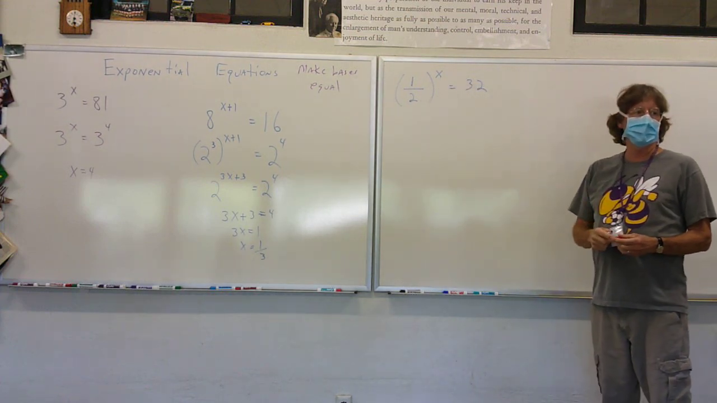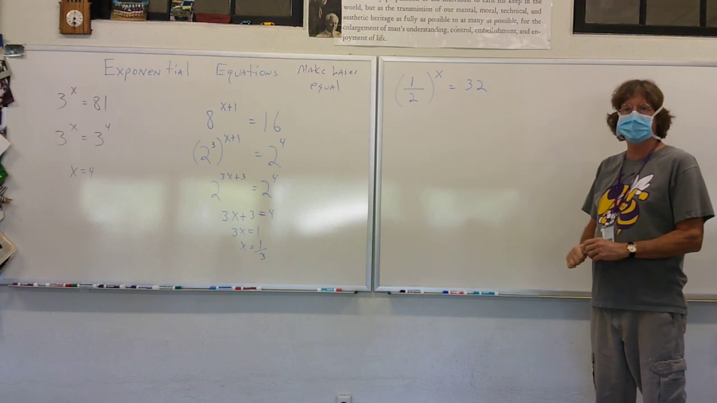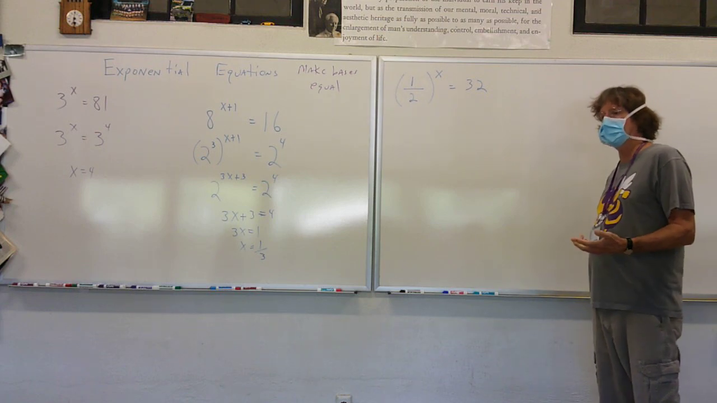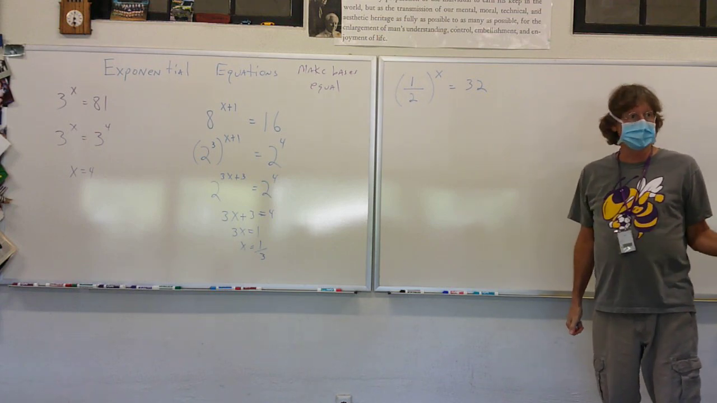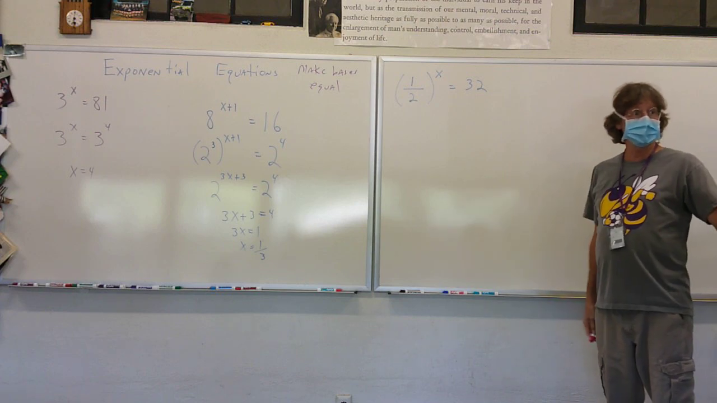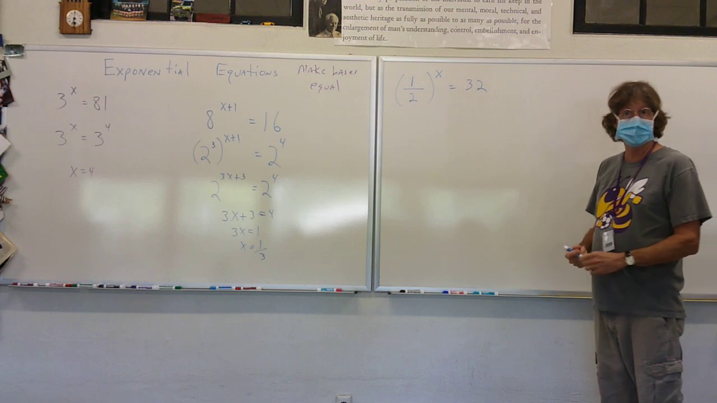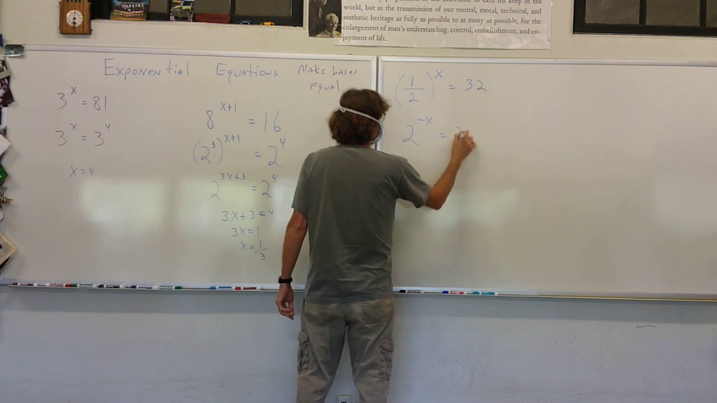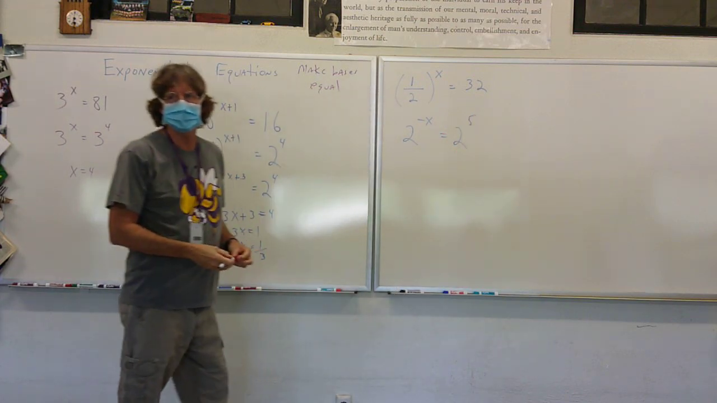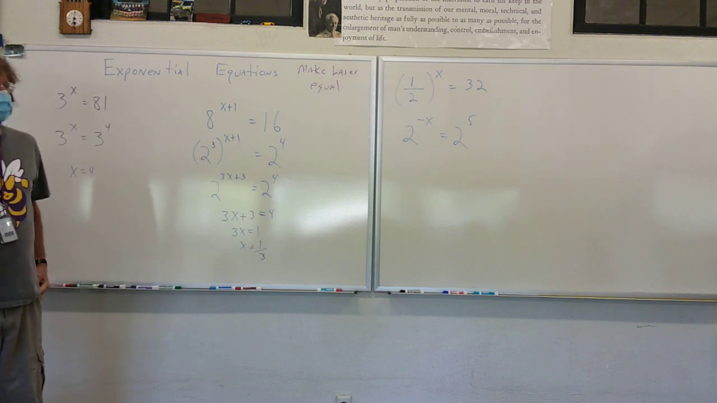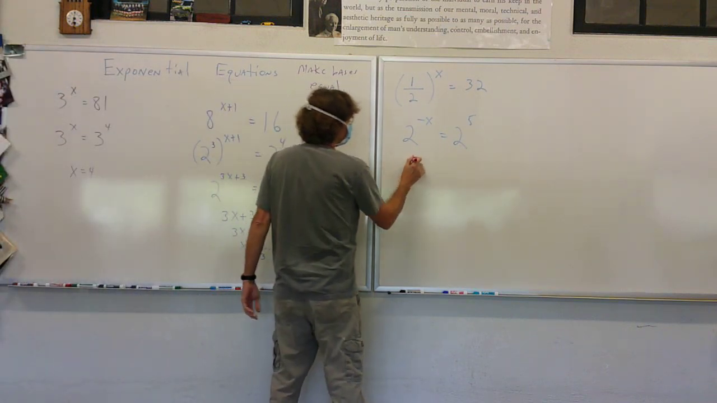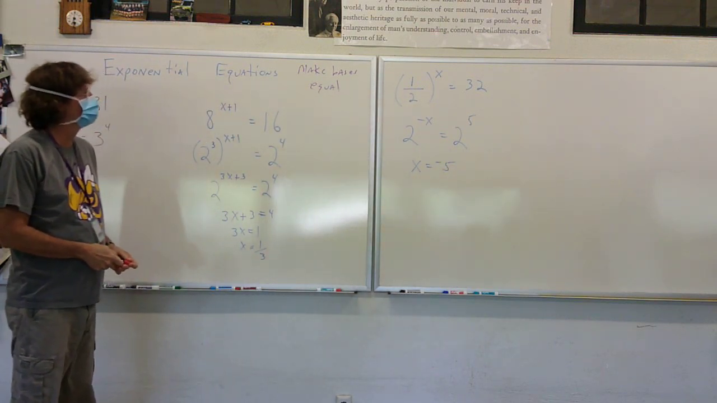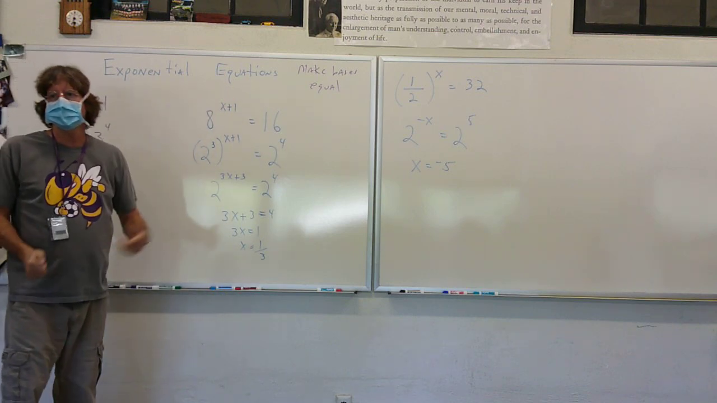You need to get rid of the 1/2. You need to make the 1/2 a 2. You need to take its reciprocal, right? What exponent means reciprocal? -1, right? Back row, wake up, -1 means reciprocal. So y'all all right if I just write 2 to the negative x equals 2 to the 5th? For 32, 2 to the 5th. And then x equals -5. So anytime you need a reciprocal, use your -1 exponent.